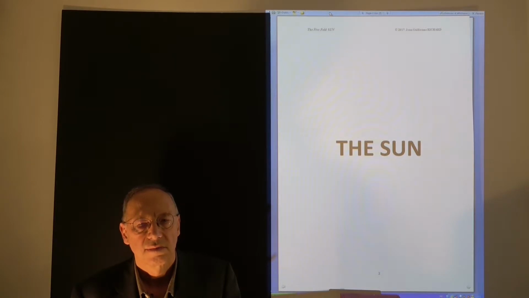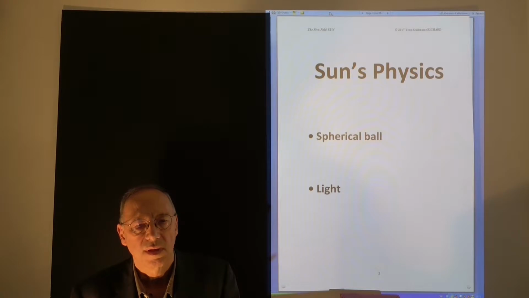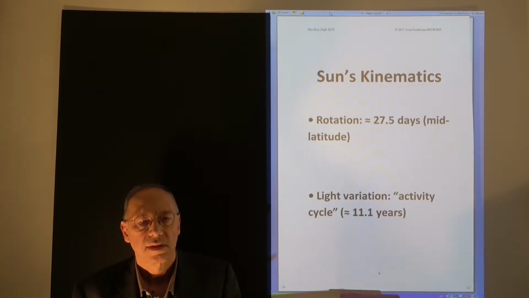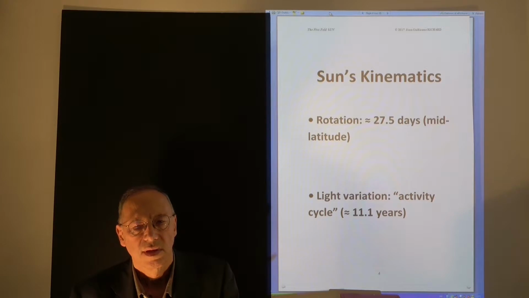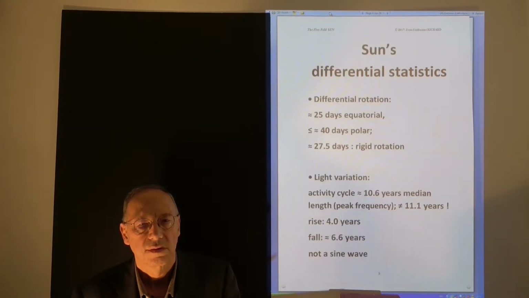The Sun is a spherical ball which emits light. Its kinematics are known through its rotation of about 27 days at the mid-latitudes and the variation in its emission of light, an activity cycle of about 11 years.